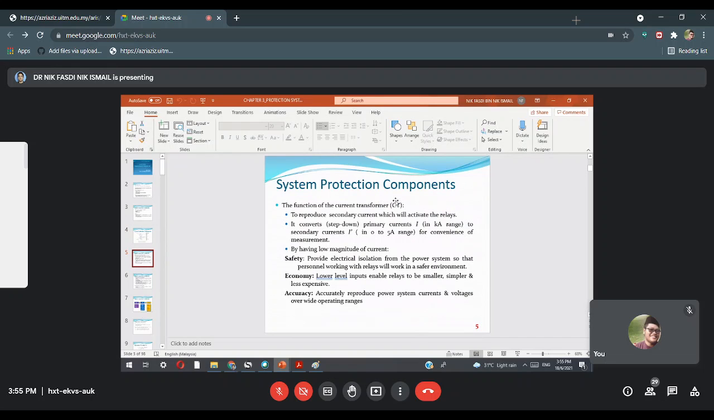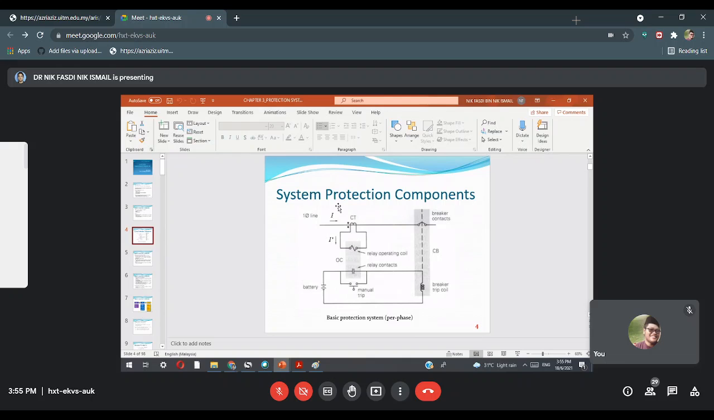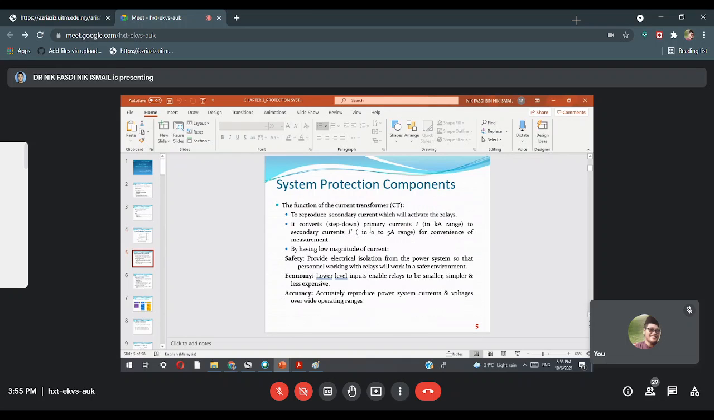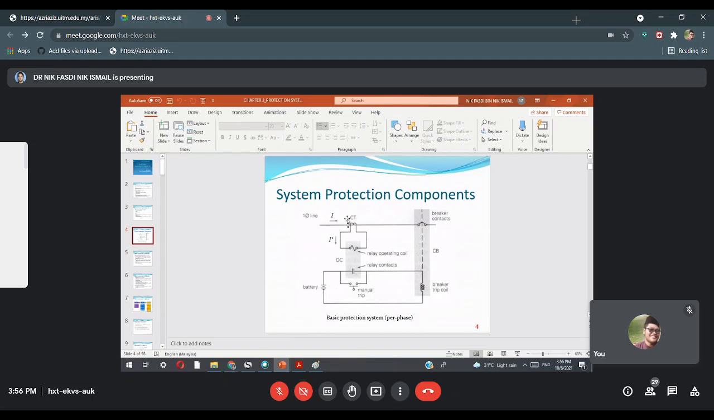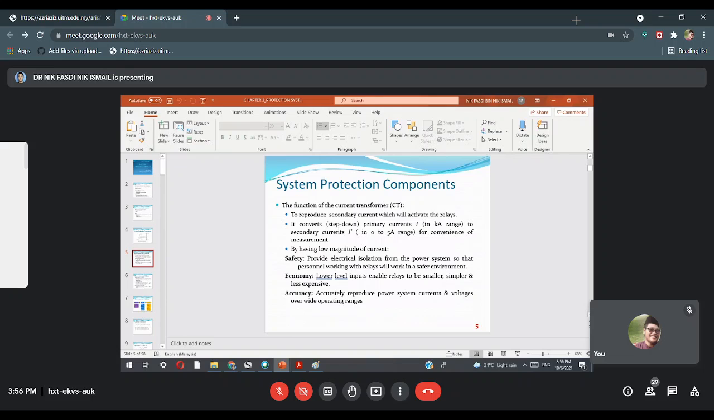The function of current transformer, okay, so I ada cerita in general, so kat sini dia ada little bit of explanation. To reproduce secondary current which will activate the relay. So itulah, transformer ni dia akan produce the secondary current, I prime is secondary, in order to activate the relay. It converts that down primary current in kilo amp range to secondary current, I prime, into the 0 to 5 amp range.